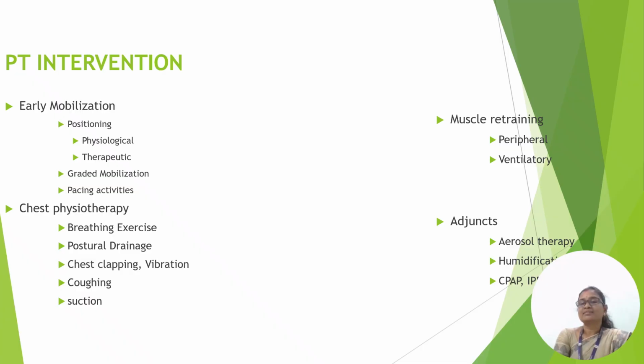The next one is muscle retraining. We give peripheral, upper limb and lower limb muscle retraining inside the ICU, plus ventilatory muscles. We are strengthening upper limb and lower limb muscles for mobilization, and the respiratory muscles to retrain them and improve the ventilatory pattern.